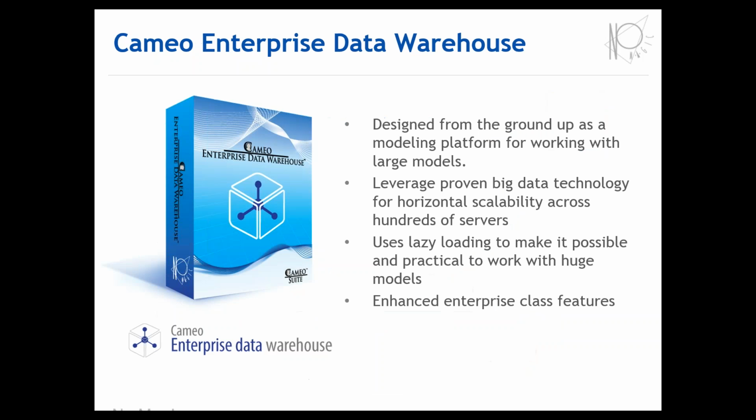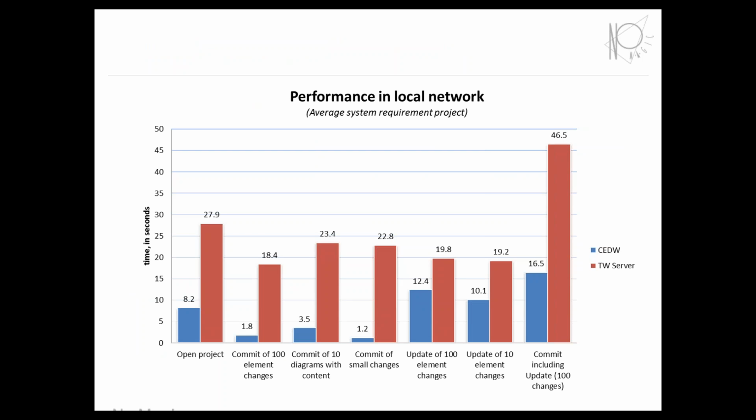And let me switch to our slide, which is just here, saying again what I mentioned about working with large models, scalable functionality, etc. But one thing I wanted to share with you is the performance graphs, which were done with our team, and you can see that the red color is showing the times for the teamwork server in the local network, that means in a really fast network, and the blue color is showing the times for the new server, Cameo Enterprise Data Warehouse.